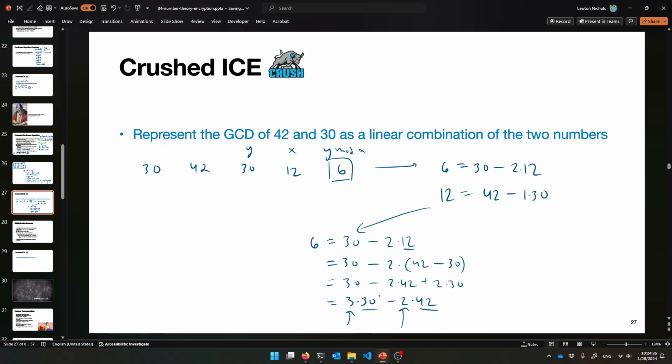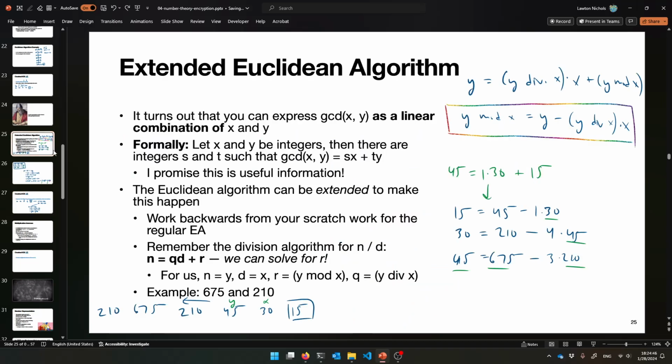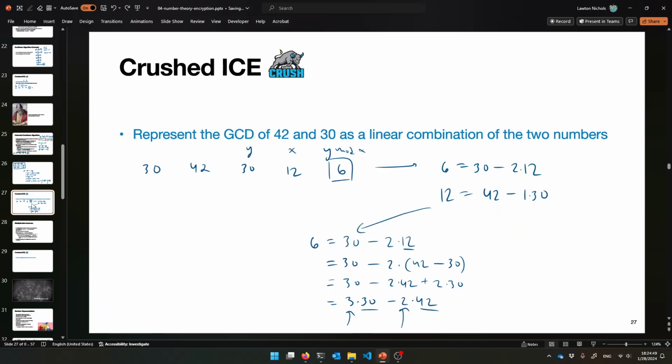That is it. So now I have that 6 is equal to a linear combination of the original two numbers, 42 and 30, and that this is how. It's equal to 3 times 30 minus 2 times 42. That's equal to the GCD of those two numbers, and you can always find those coefficients. You can always generate this greatest common divisor. Okay? So that is the extended Euclidean algorithm. It is a little complicated. It takes some while to sink in. Hopefully those two examples are helping.